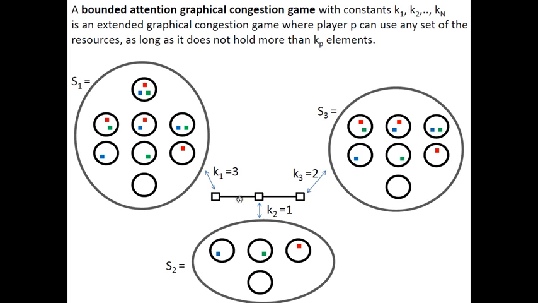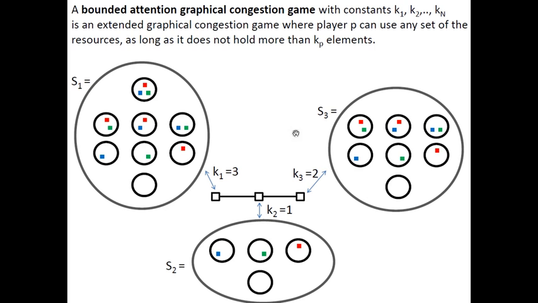So for example here, player 1 has his K value set equal to 3, so they can use any subset of the resources with 3 or fewer elements. This guy has a slightly lower attention level, and they have a cap of 2 here. So player 3 here, which has K_3 equal to 2, has a strategy set equal to the set of all subsets of the resources which have 2 or fewer elements.